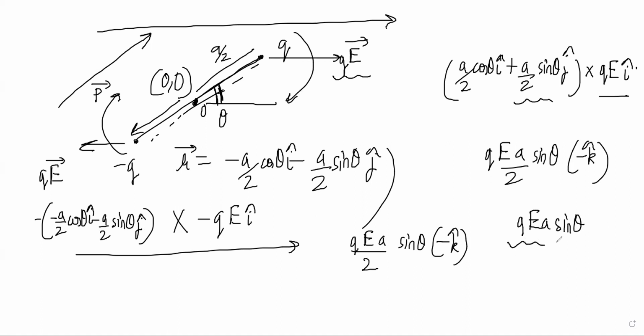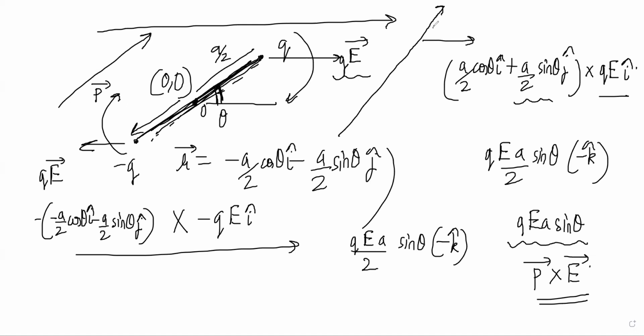Are you understanding? Now see that this is technically P cross E. The P vector was this vector, which was making an angle theta with the electric field, right? So P cross E is this, no? So we can say that if the dipole is placed in an electric field, the total torque on it is P cross E, where P is the dipole moment vector and E is the electric field.